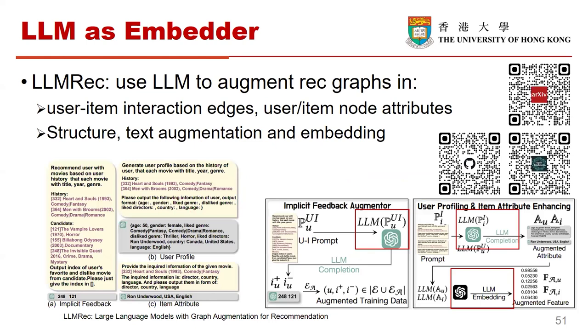Our group has also done a work located in this research line. Weiwei, as the first author, has proposed LLMRec, which uses LLMs to augment recommendation graphs in two dimensions. It not only enhances node textual attributes as the previous works do, but also augments some user-item interaction edges as well. This greatly alleviates the data sparsity and noise issues of recommendation graphs.